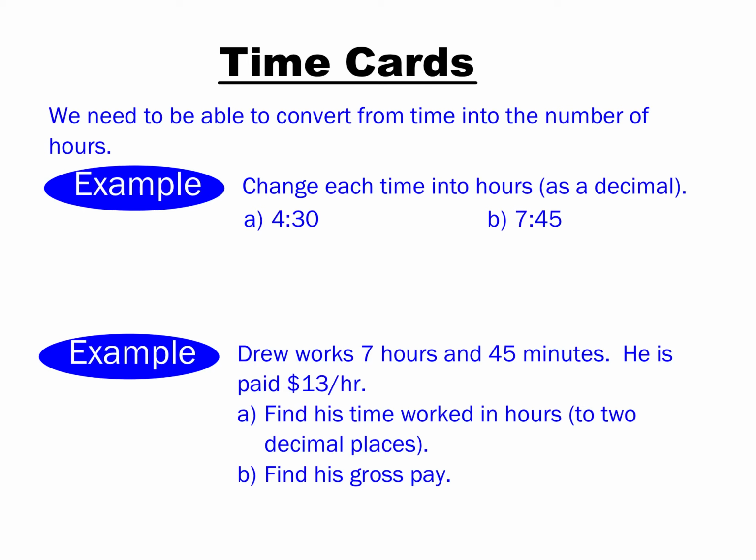So first of all, we need to be able to convert time into the number of hours. For example, if you worked for 4 hours and 30 minutes, what would that be as time but as a decimal? So here's the thing, and the first part of this is super logical. Well, there's 4 here, so it's going to be 4 point something. Yep, that's right, because you have 4 full hours.